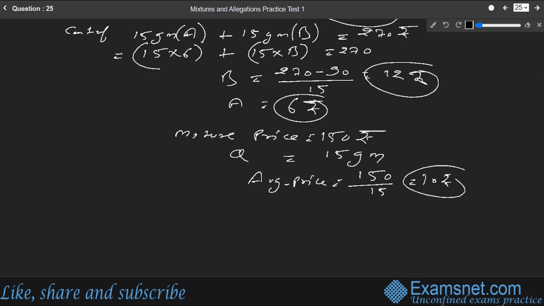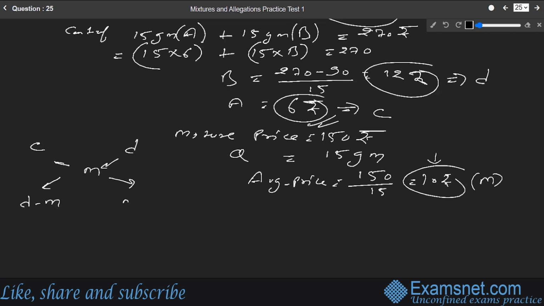So we have three prices available here. A is the cheaper one, 6 rupees. B is the dearer or costlier one, 12 rupees. And the mixture of these two should give you 10 rupees as the average price. So this is the mean price available with us. Now we can use our alligation method with C, D, and M, which tells in what ratio they should be mixed. The ratio becomes D minus M is to M minus C. So let us use this. The cheaper is 6, the dearer is 12, the mean is 10. In what ratio should they be mixed up?